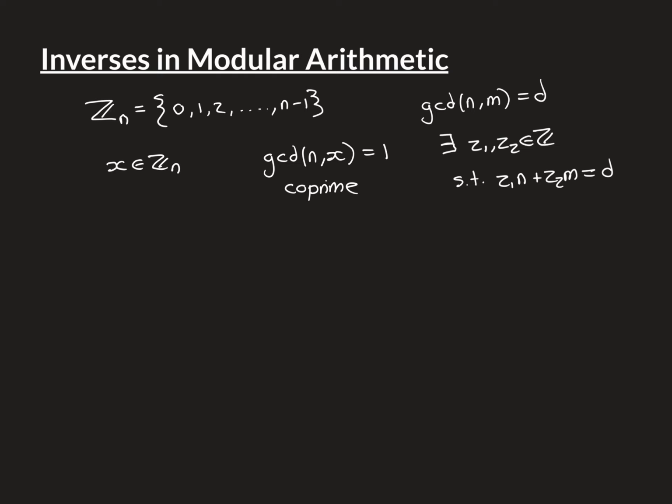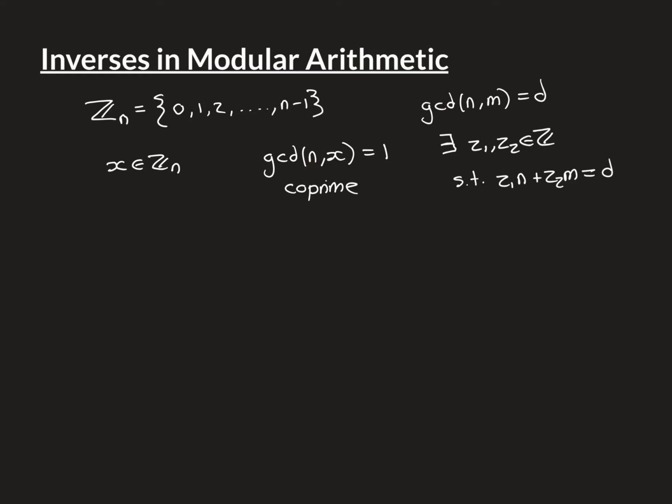Now, we're going to apply this result here, and indeed Bezout's identity, just another little interesting fact, gives you a way of actually finding these integers, z1 and z2. You can use the extended Euclidean algorithm to find these two. So, we're going to apply Bezout's identity to what we've got here, the fact that the greatest common divisor of n and x is equal to 1.